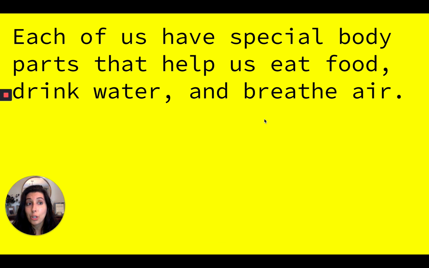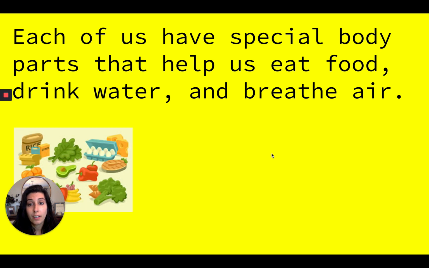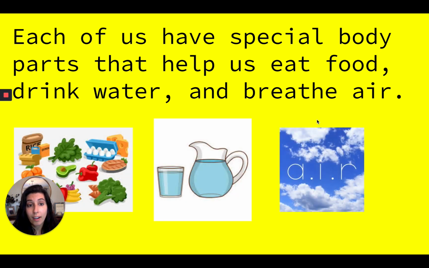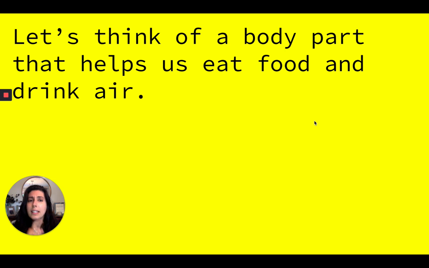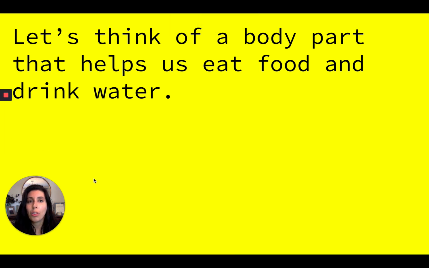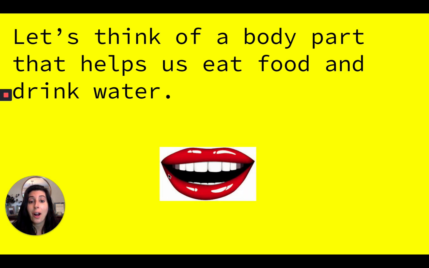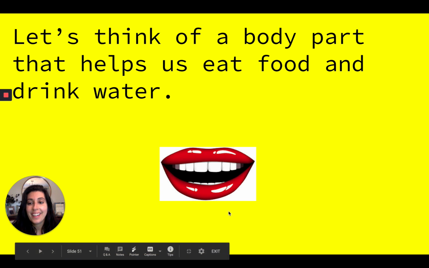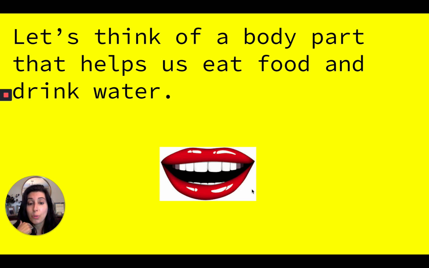Each of us as humans have special body parts that help us eat food, drink water, and breathe air. Let's think of a body part that helps us to eat food and drink water. Can you think of one body part that we use to eat food and drink water? That's right, our mouth, right? We eat and drink by using our mouth. We use our teeth to chew, and our tongue helps us to swallow.